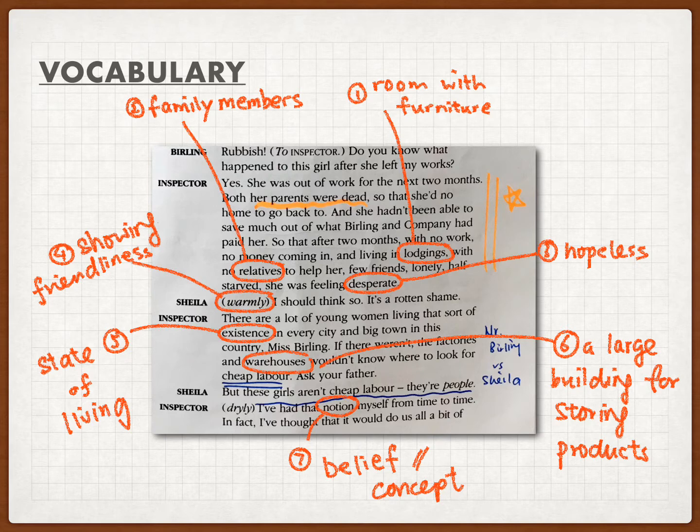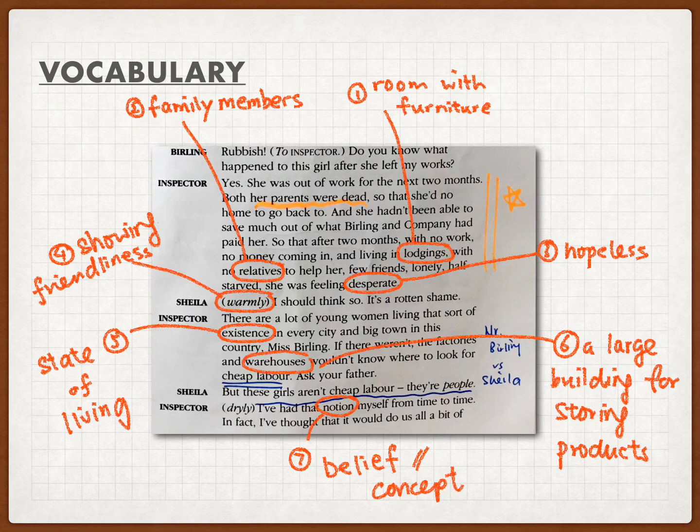And the inspector explained where Eva went after she was fired by Mr. Burling. Let's take a look at these words. Number one, lodgings. Lodgings means a set of rooms with furniture. So Eva rented a very, very small room, but with some furniture in it. So she lived in lodgings. And number two, relatives. Eva had no relatives, meaning she had no family members to help her.